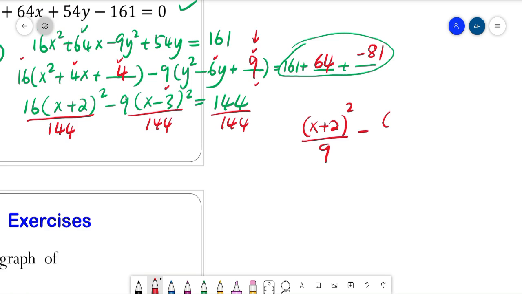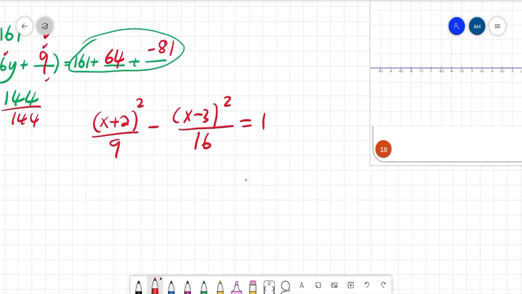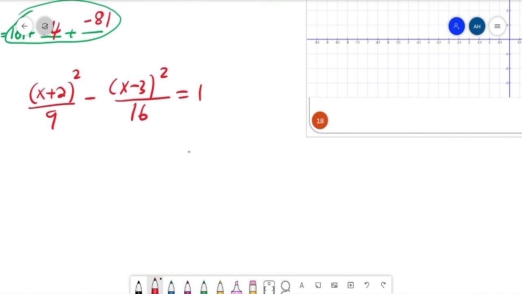Now minus, we have (x minus 3) squared over 16 equal to 1. Okay, now we have the equation of the hyperbola in standard form. From here we can write the information concerning the hyperbola. That is, the center is at negative 2, 3. The value of a is equal to 3, right? The value of b is equal to the square root of 16, which is 4.